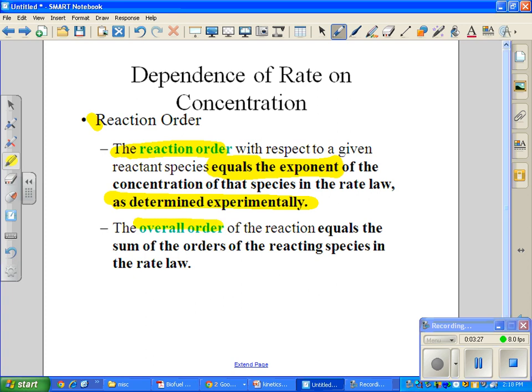How do we find the overall order of a reaction? By adding them all together. All we're going to do is sum all the exponents together to get what we call the overall order of a reaction. So we sum all the exponents in a rate law that we determine experimentally, add them all together, and that's how we find the order.